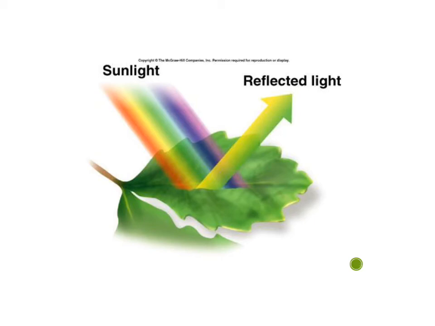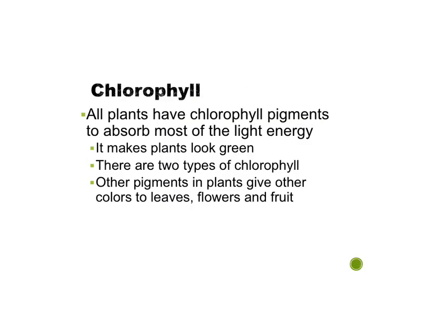And some of the light will not be absorbed. In this case, it's green light. Green light is reflected out, and that's why plants appear green, because that reflected light is coming out. So the pigment that is the green color is a pigment called chlorophyll, and these are the main pigments that absorb light energy in plant cells. It's what makes plants look green.